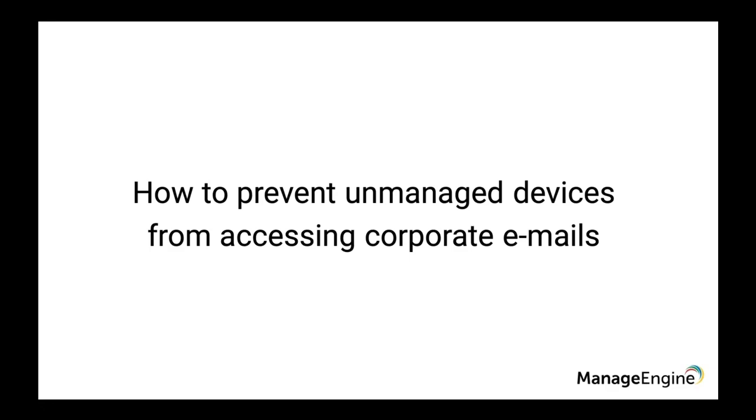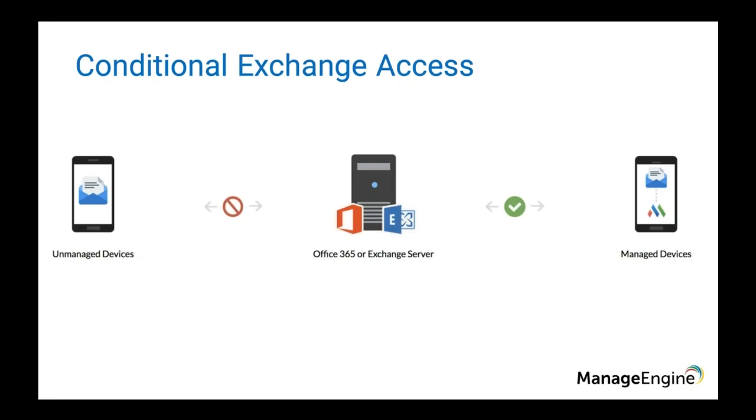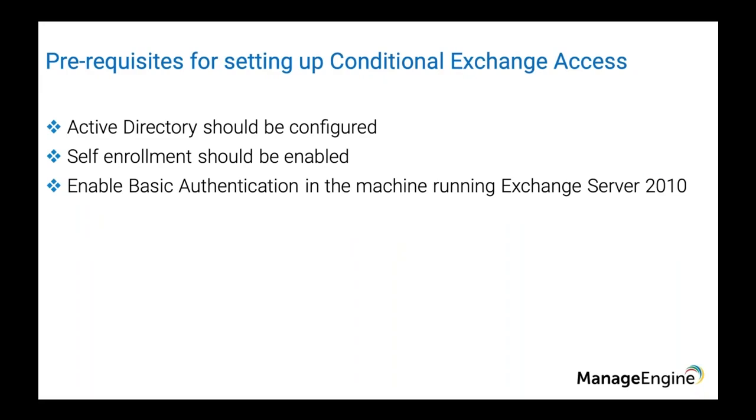So in order to prevent your end users from accessing corporate emails on unmanaged devices, basically devices that are not enrolled with the MDM solution, we have come up with the right feature, which is conditional exchange access. From the picture that is seen over here, you can figure out that only the managed devices would have access to your Exchange server or your Office 365 services, while unmanaged devices would not. This is a feature that is present in the on-premise edition, and it's almost completed in the cloud-based solution as well.